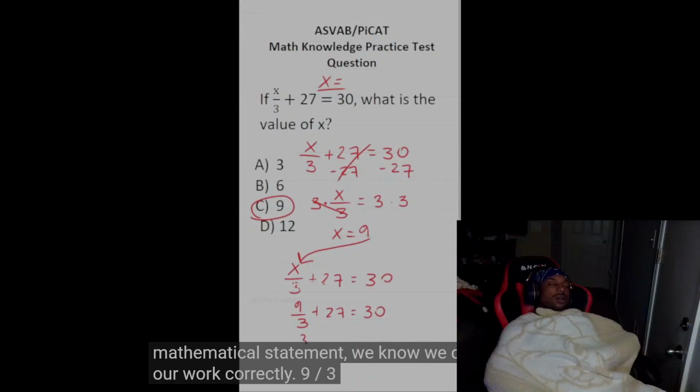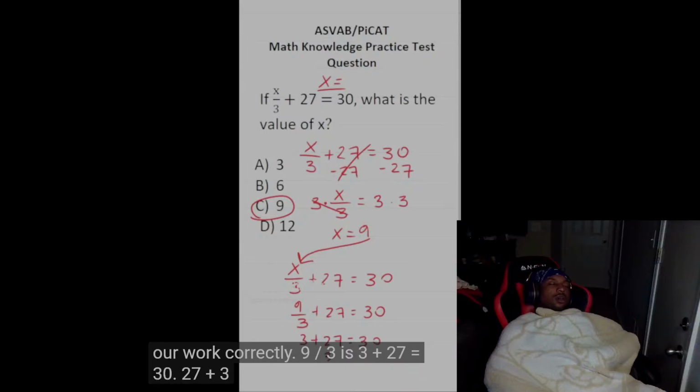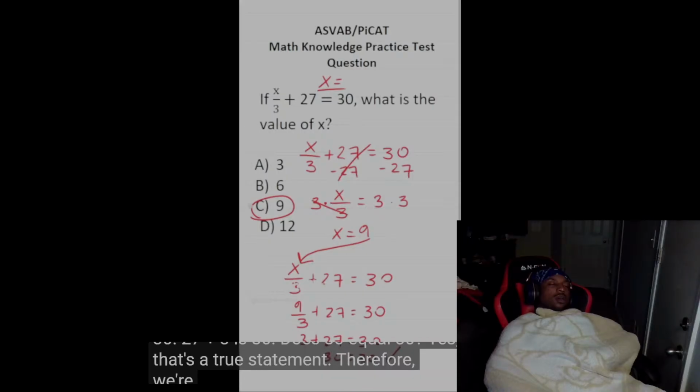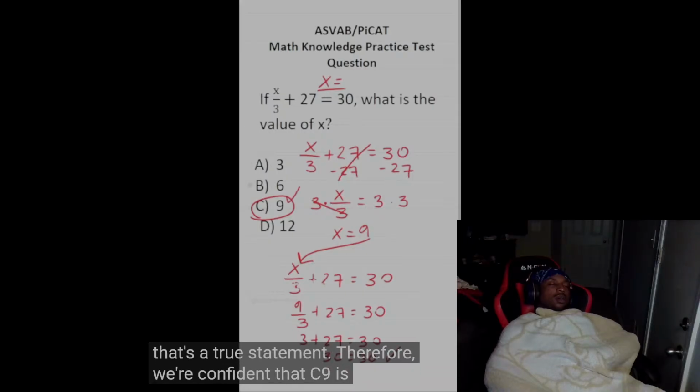9 divided by 3 is 3, plus 27 equals 30. 27 plus 3 is 30. Does 30 equal 30? Yes, that's a true statement. Therefore, we're confident that C, 9 is the correct answer.